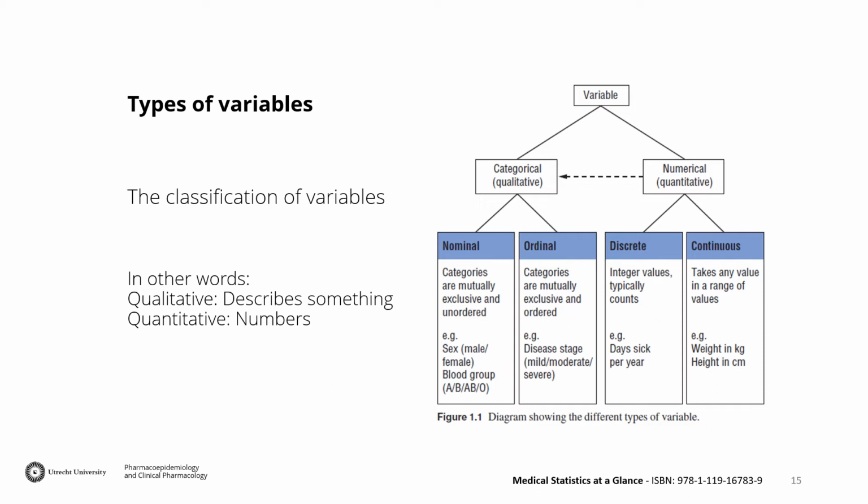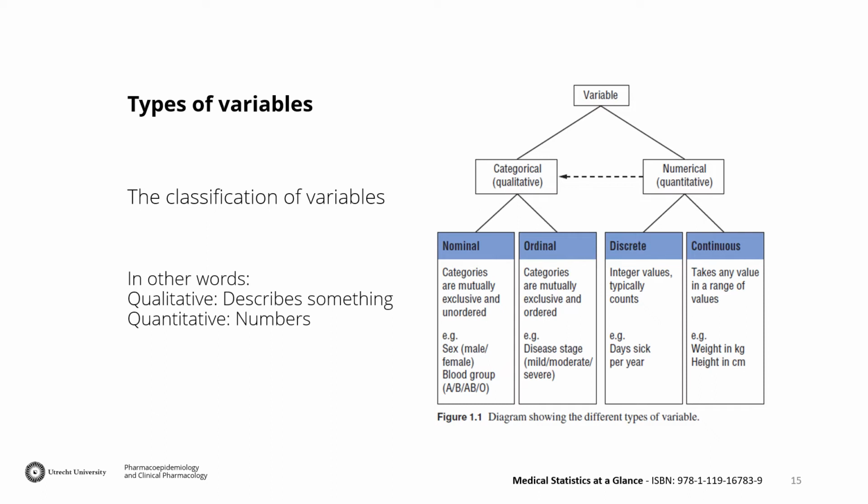For the categorical ones, we can have nominal and we can have ordinal ones. The nominal variables are the ones that are mutually exclusive and unordered. An example of that could be sex. You have male, female, for example, and there isn't one that is better than the other. You can have blood groups like A, B, AB and O, and again, there's nothing that is better than the other. The ordinal categories, though, are exclusive and ordered, so there's an order to them.